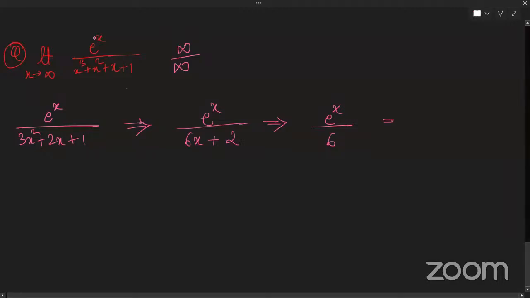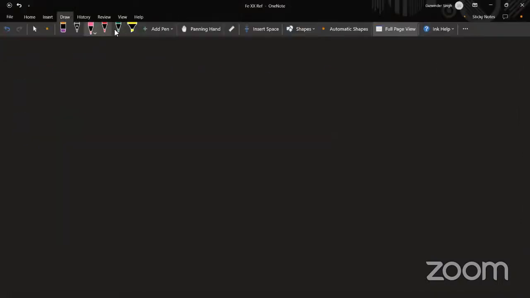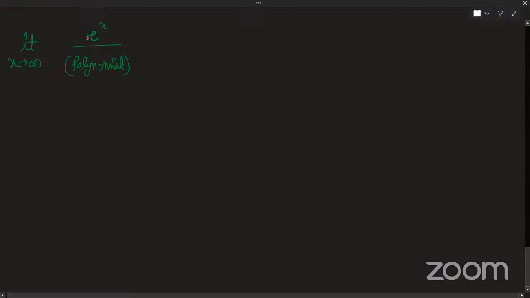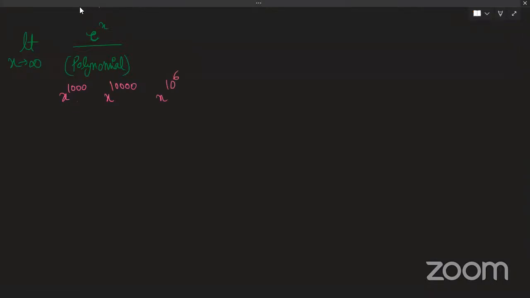What is the value? Infinity. Correct. So in general, if you take literally any polynomial, you have the limit as x tends to infinity of e raised to x divided by any polynomial that you can think of. When you keep on differentiating, you keep on applying L'Hopital's rule. Keep the maximum degree of the polynomial as large as you can think of. You take your maximum power to be x raised to 1000, x raised to 1 lakh, 10 raised to 6, anything.